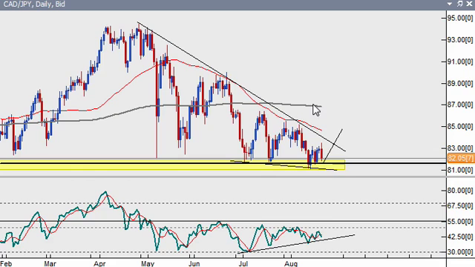Okay, that's it for the Canadian dollar yen for now. Look for a breakout in the coming week.